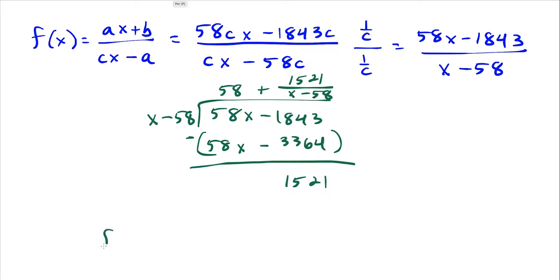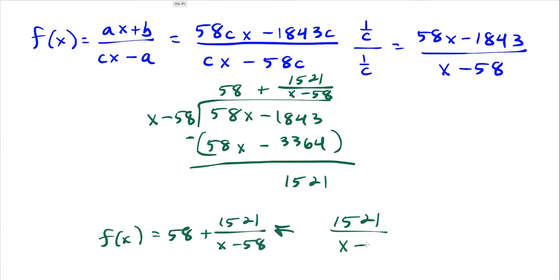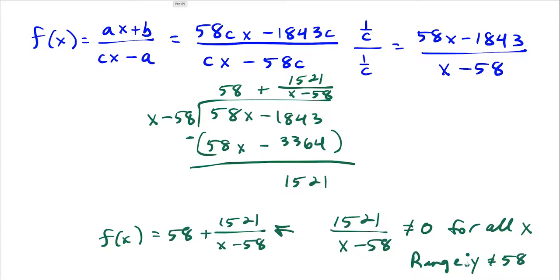So what this information allows us to do is we could rewrite f of x now as 58 plus 1521 over x minus 58. And from here, it's clear to see that f of x, the y value, could be anything except 58, because there's no way this fraction here, 1521 over x minus 58, will equal 0 for all x. For all x, this expression will not equal 0 because the numerator is a constant, so there's no way to make this fraction equal to 0. Therefore, we can conclude once again that the range is y can't be 58. So it's all y values except 58.